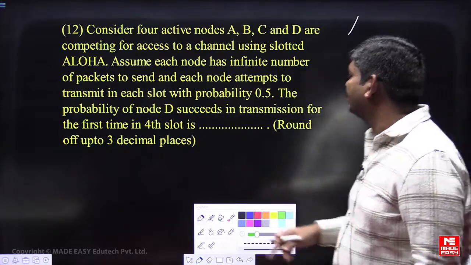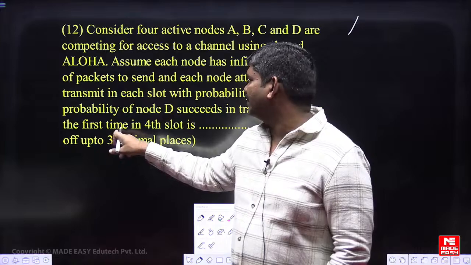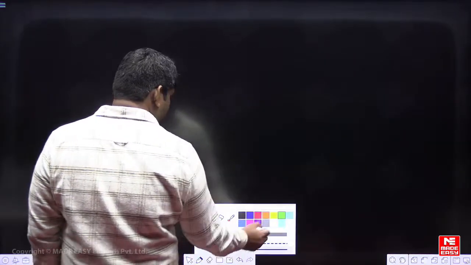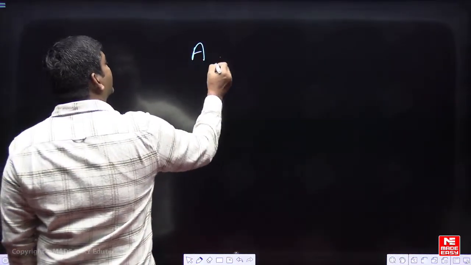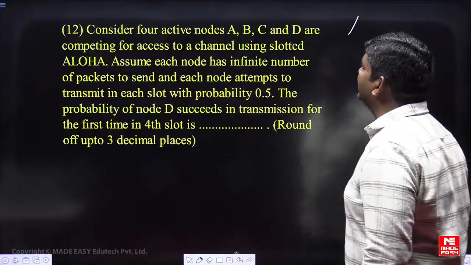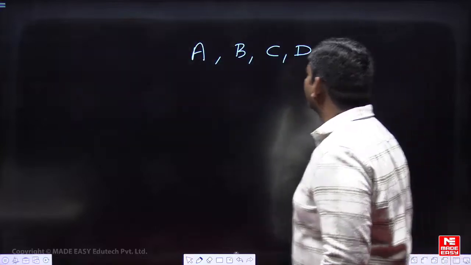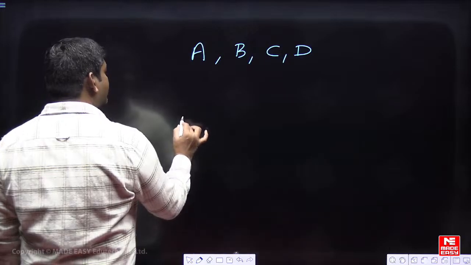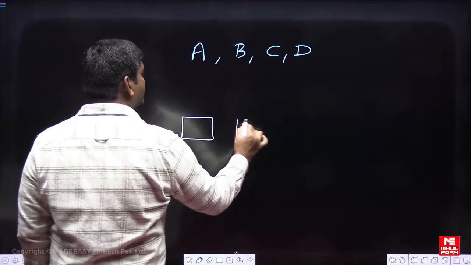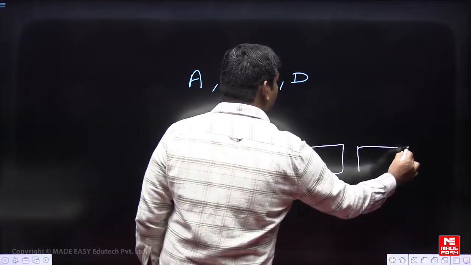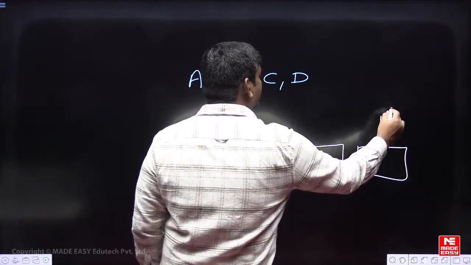The probability of node D success in transmission for the first time in the 4th slot. This is a very important point, you can see they have given a hint in this problem. How many stations are there? A, B, C and D. I hope A, B, C, D are the active nodes. Now the total time is divided into slots, like slot 1, slot 2, slot 3 and slot 4. Here we will talk about the 4th slot.